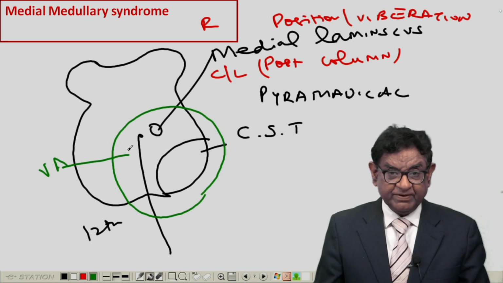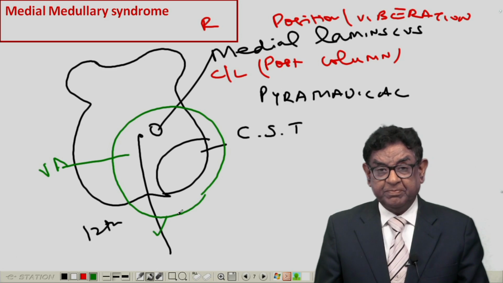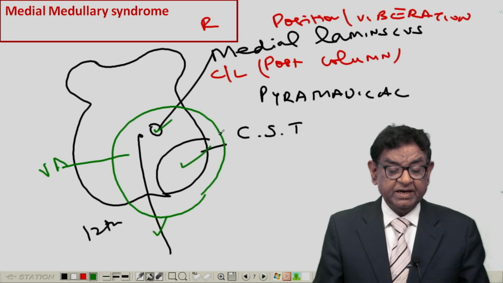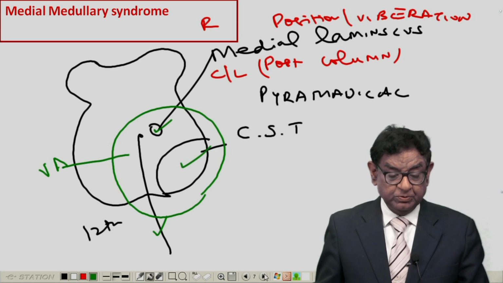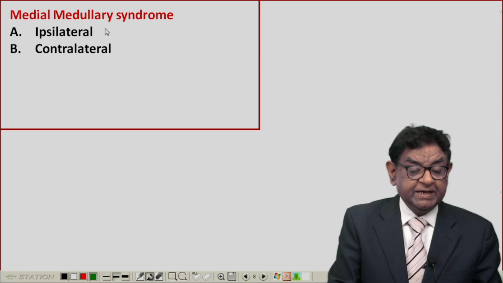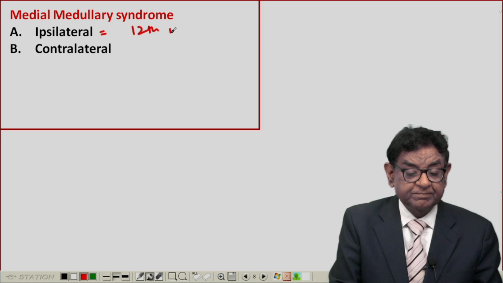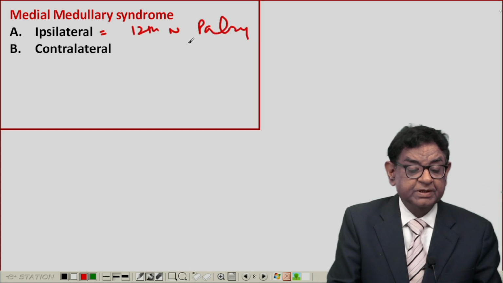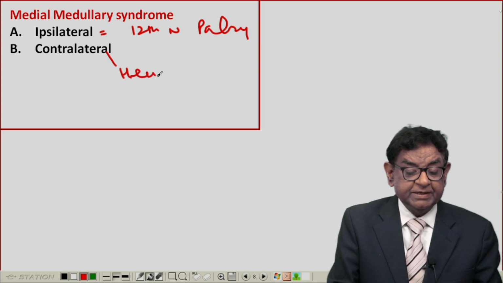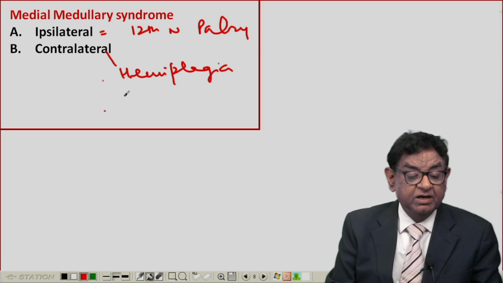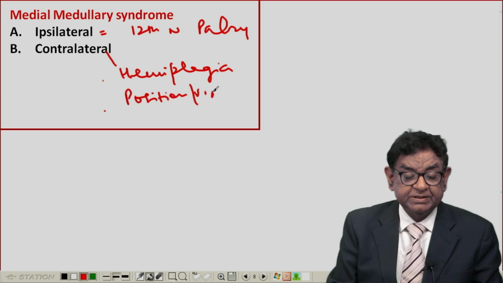How will the patient manifest: ipsilateral 12th nerve palsy, contralateral loss of position, vibration, and contralateral hemiplegia. So in medial medullary syndrome, ipsilateral 12th nerve palsy, contralateral hemiplegia or hemiparesis, whatever you can say, and contralateral loss of position, vibration sense.